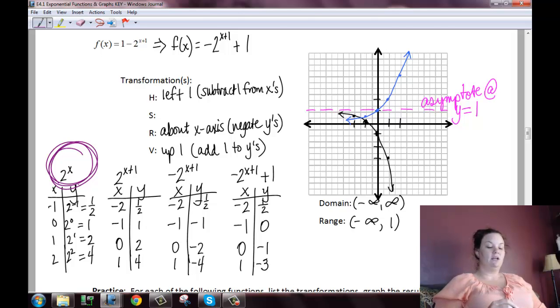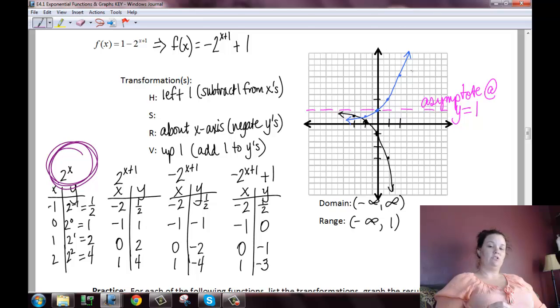The other thing to note here is that I scaled my graph a little bit. I went by halves here. If you didn't do that, that's fine. You should get the same general shape. Okay, my blue line here is my original function, which is increasing with an asymptote at 0, and it goes through 0, 1. Excuse me, the transformations are left 1, reflection about the x-axis, and up 1.